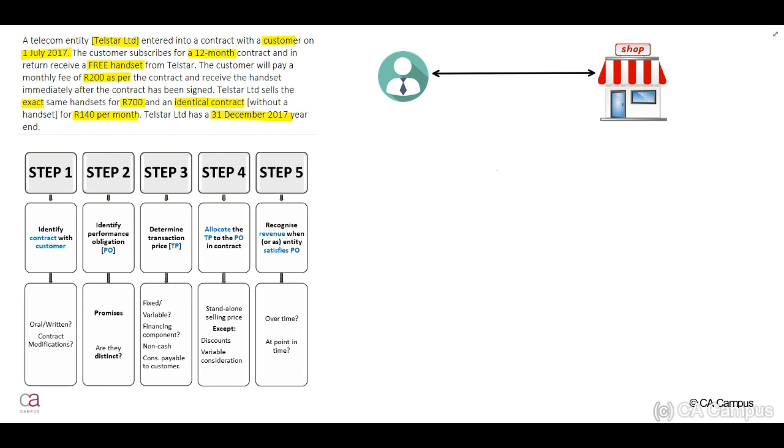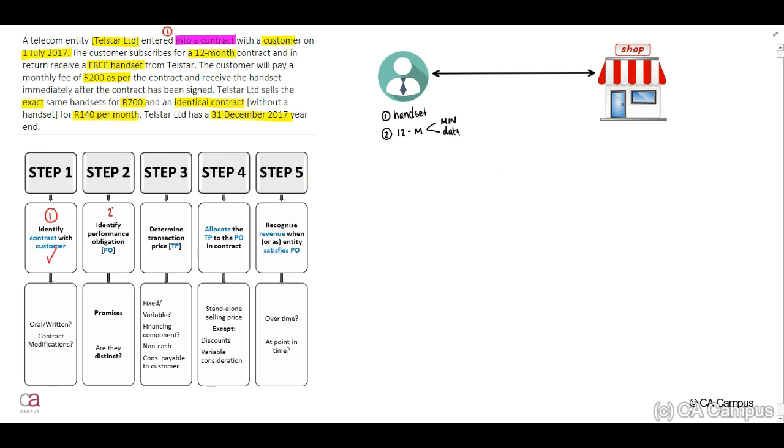Now, when you look at this scenario, our customer will receive 1, the free handset, and 2, this is a cell phone contract, telephone contract, with the monthly subscription, which will be for a 12-month period. They did not indicate to us whether this relates to minutes, data, and so forth. We do not know that. Now, when we look at our 5-step model, our first step, we need to identify if there is a contract. Yes, they've indicated to us that they have entered into a contract.